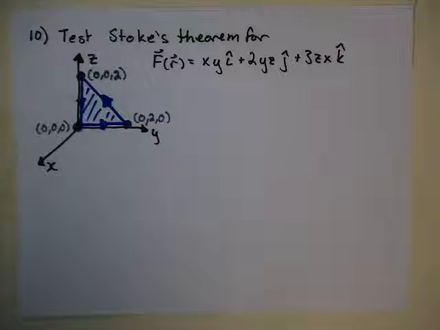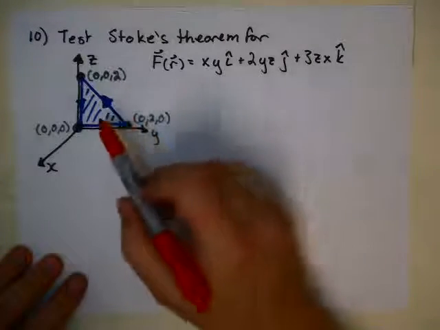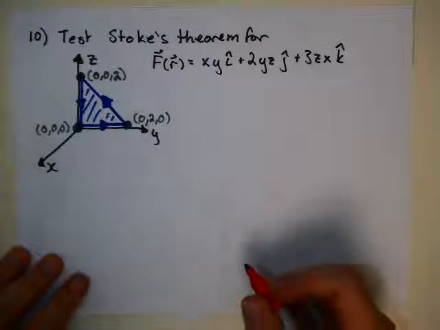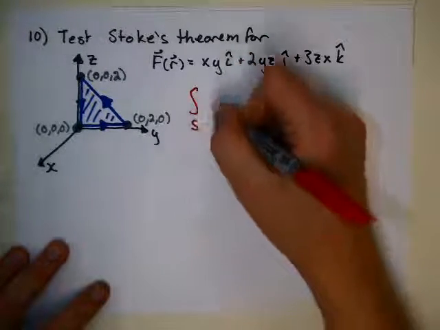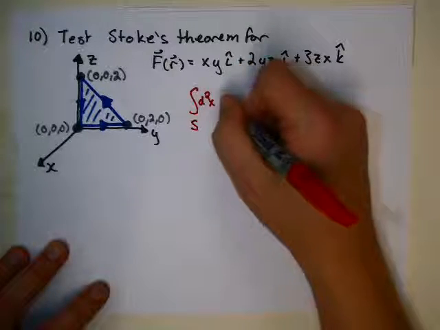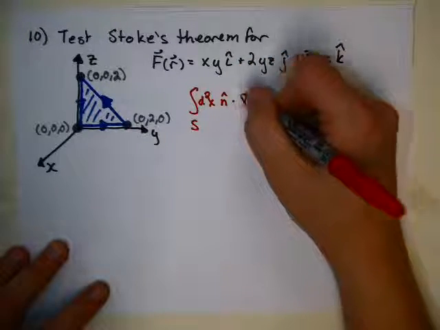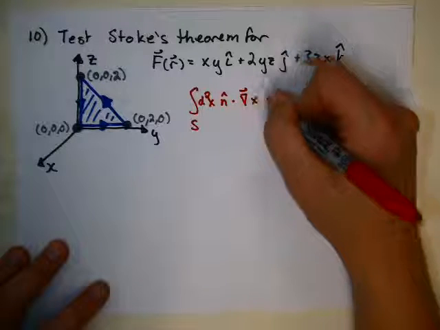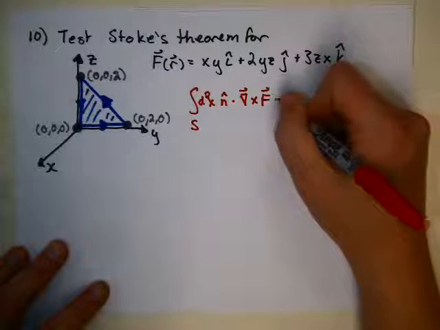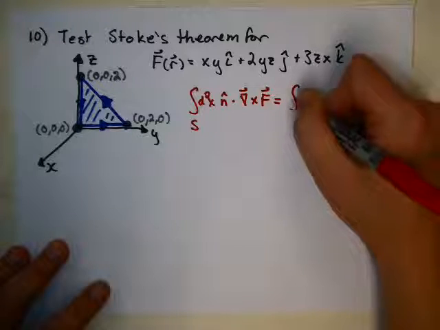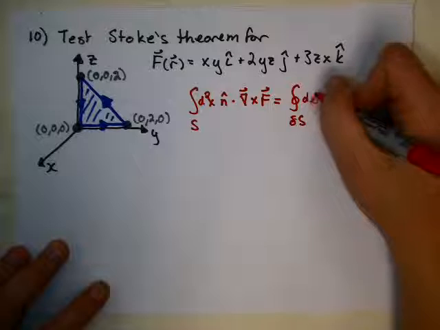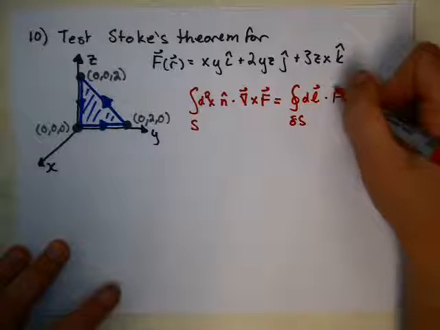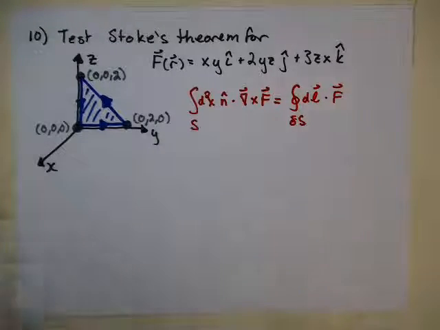Homework 1, problem 10. We are here to test Stokes' theorem for the following vector function over the following surface. Stokes' theorem says specifically that the surface integral over some surface S of the curl of a vector function is going to be equal to the closed line integral over the boundary of that surface of that vector function.